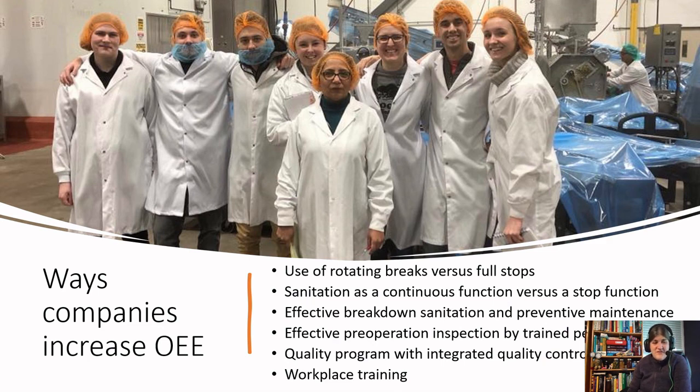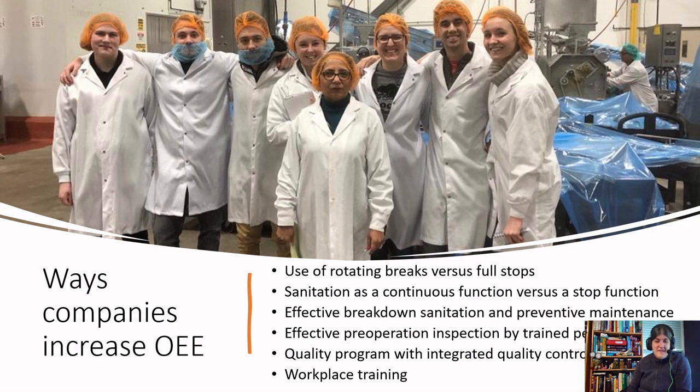So, how do they try to squeeze more percentage points out? One way is they'll use rotating breaks instead of full stops, because every time you stop and start equipment, there's a slowdown and a lag in that turnover. Another is using sanitation as a continuous function versus a stop function. I realize that's tricky, but depending on the types of unit operations you're working on, there may be ways that you can stop or start it.